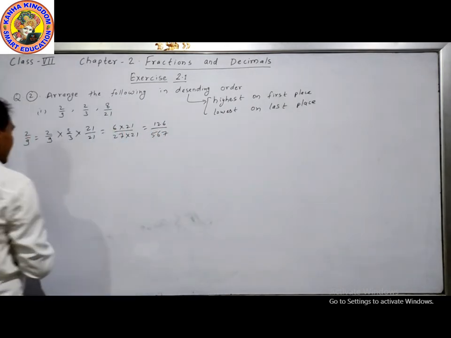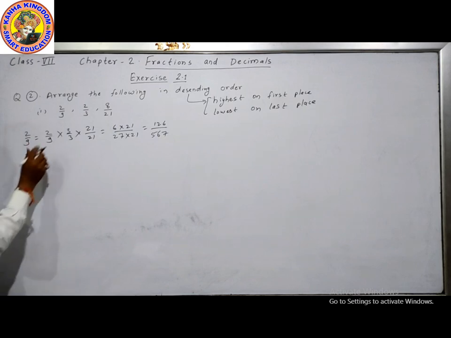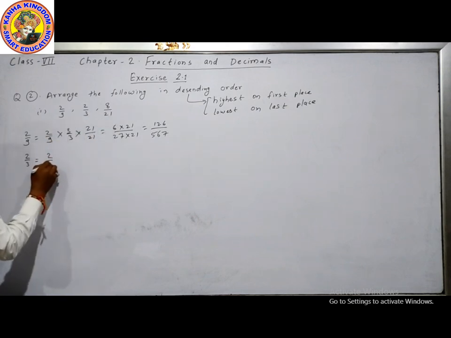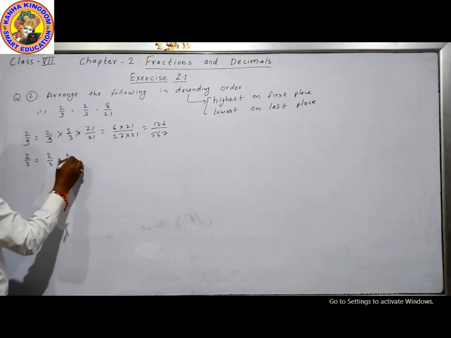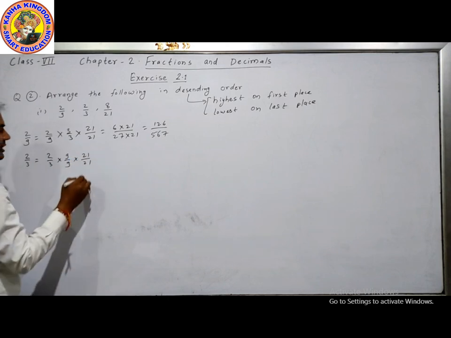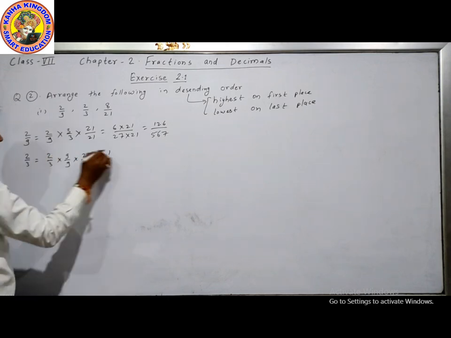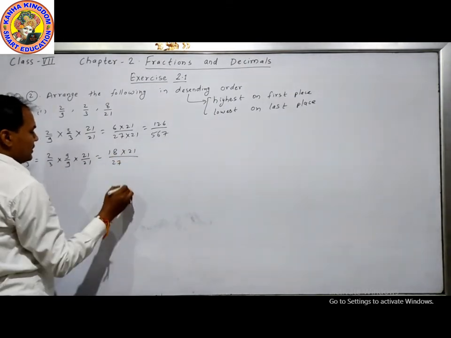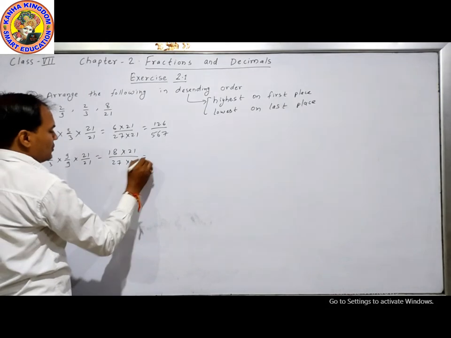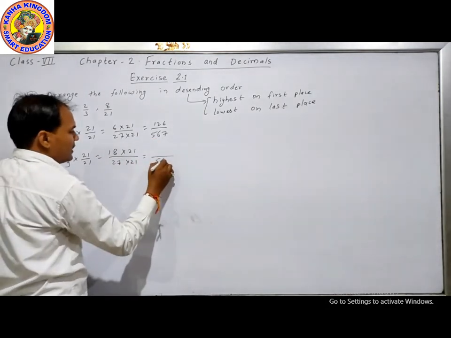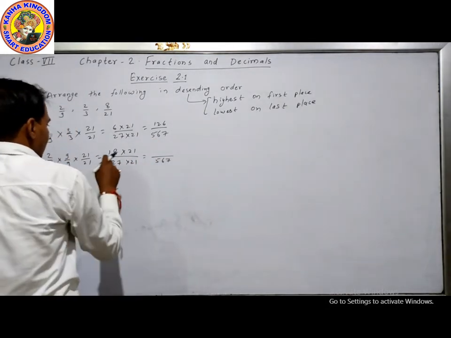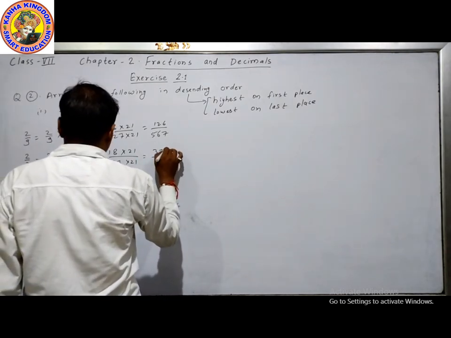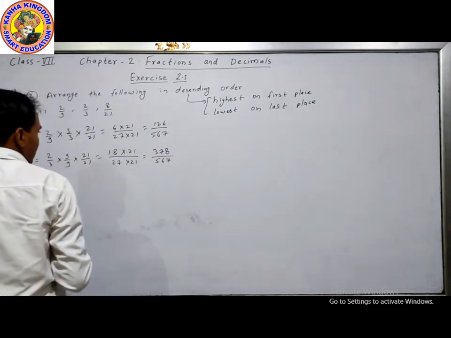Another is 2 by 3. 2 by 3 will be multiplied by 9 and 21. 2 into 9 is 18, 3 into 9 is 27, 27 into 21, the answer is 567. This multiplication will be done in your rough copy. The numerator answer is 378.